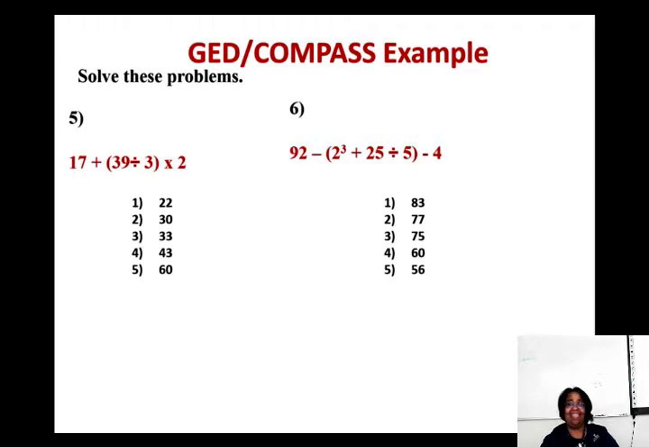Number 3, 35.75? 35. This one here. Okay, 75. So remember, this is 2 times 2 times 2, which is 8, plus 5. Then you take 92 minus, what's 8 plus 5? 13? Minus 4. And you'll get 75.